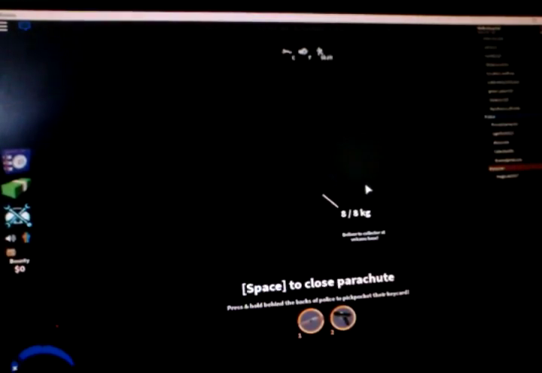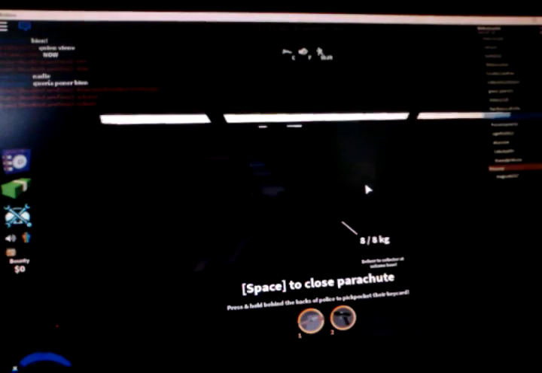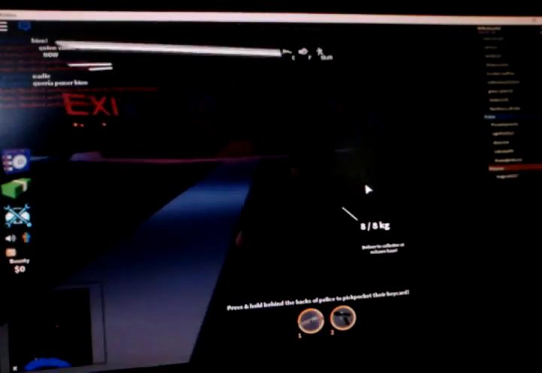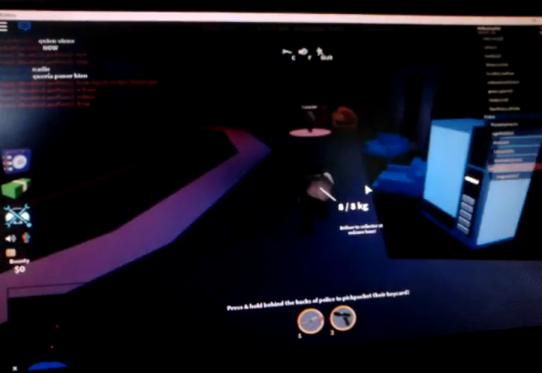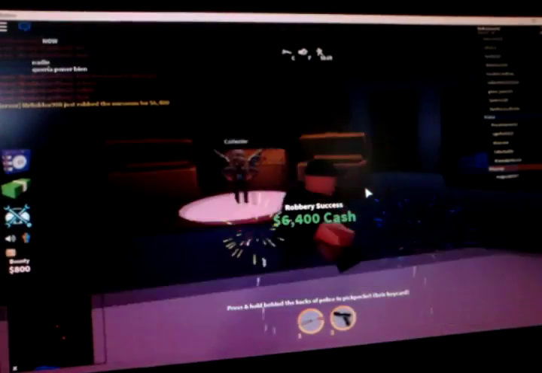So whenever there's 2 people at the lever, one of them has to say now, and then you pull the lever, and they should be pulling the lever as well. So what we're gonna do is we're gonna deploy our parachute like that. We're gonna go from here. We're gonna just fly all the way to the collector's thing, and we're gonna get ourselves 6,400 cash from the museum robbery.